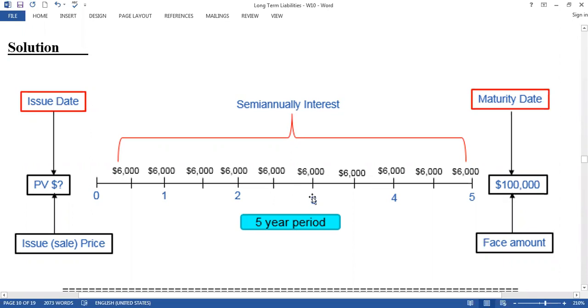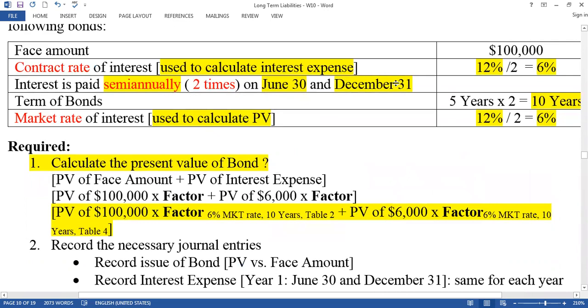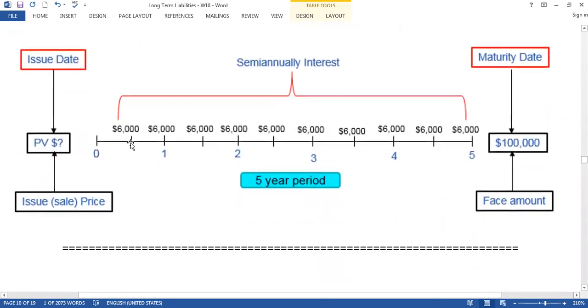According to this question, at the end of year 5, we are going to pay the face amount $100,000, and we promise to pay interest 6% every year 2 times. This is our promise. So we are going to pay $6,000 June 30, $6,000 December 31st, same for every year. And at the maturity date, we will pay the face amount.